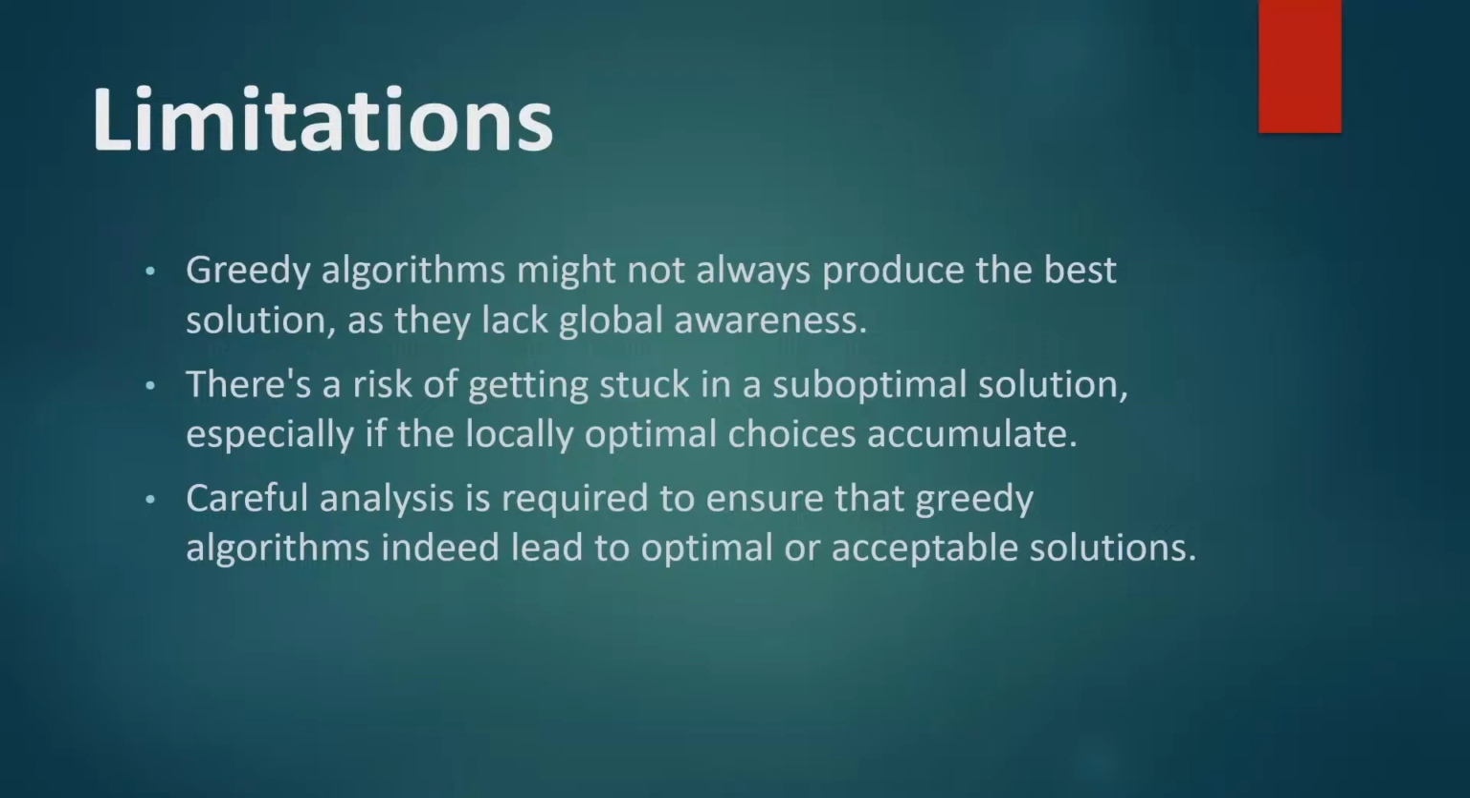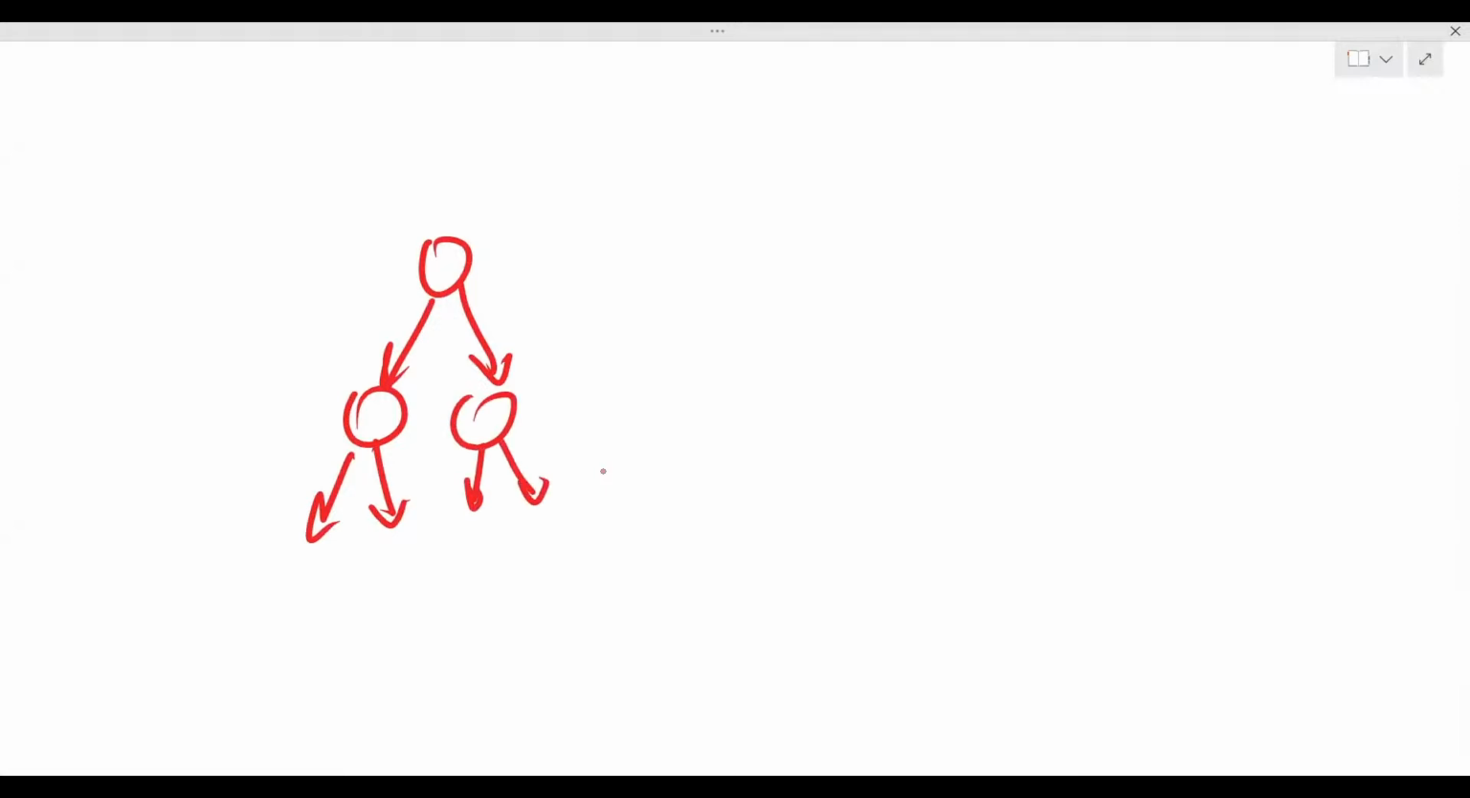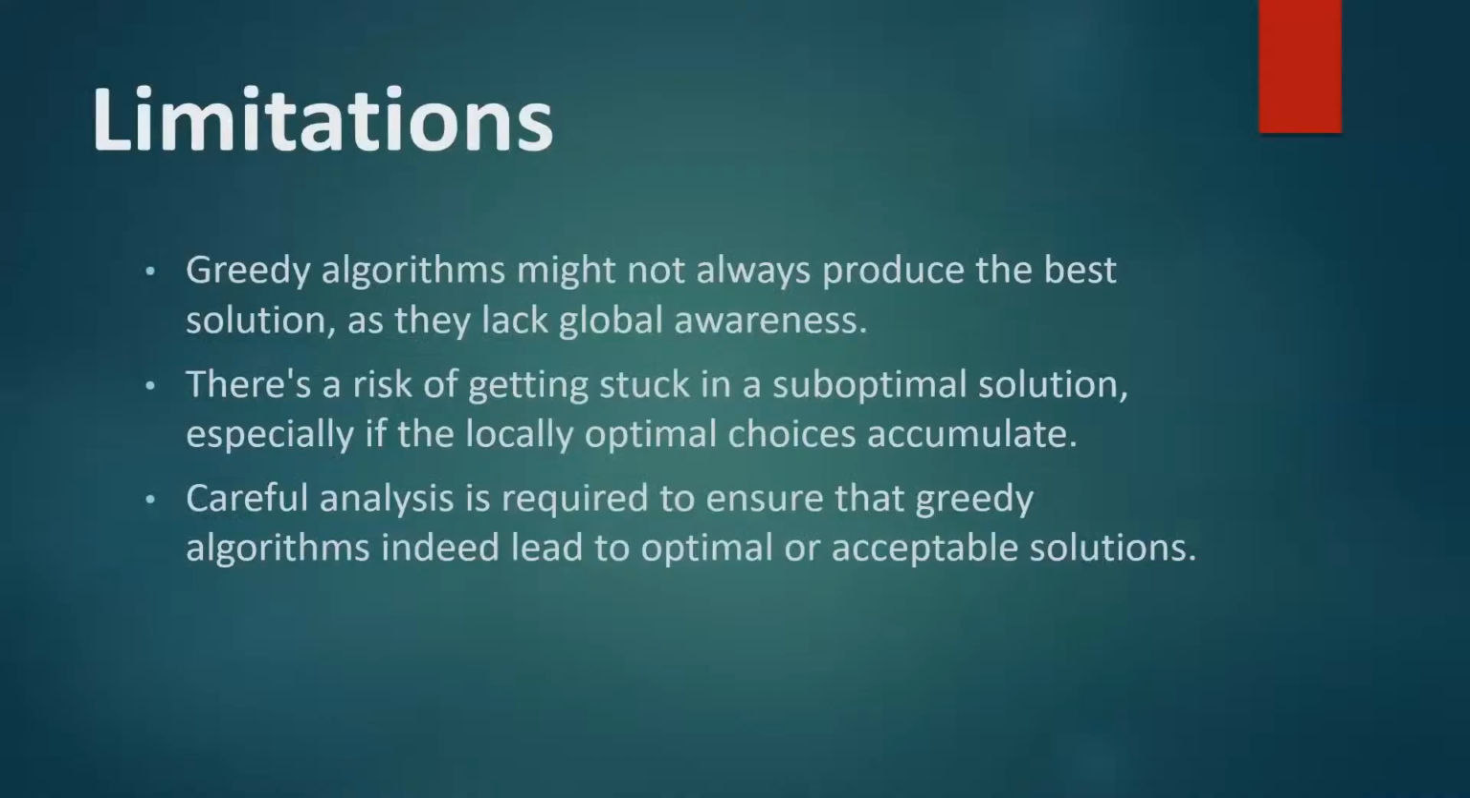There's also a risk of getting stuck in a suboptimal solution, especially if the local optimal choices accumulate. What does this mean? You will cover these suboptimal choices much more in DP. Basically, at each point we are making a choice, right? If these locally optimal choices keep accumulating, like whether to select this or not, and wrong choices keep getting selected, the final thing you'll end up with will be very far from the optimal solution. This can happen because you are only looking at the locally optimal solution.